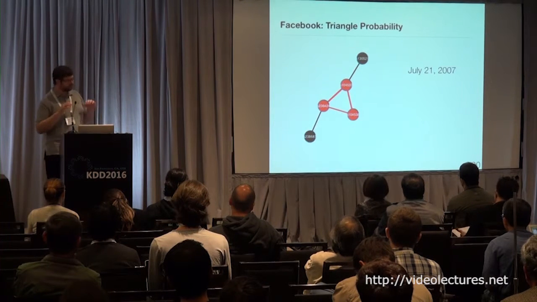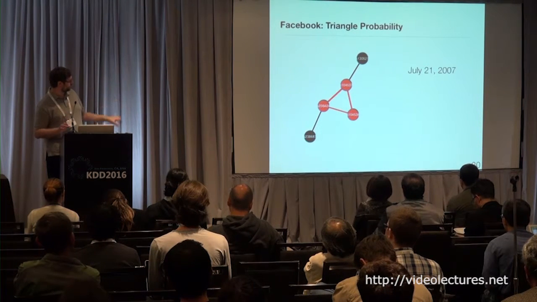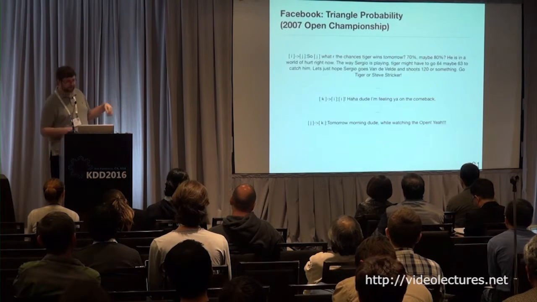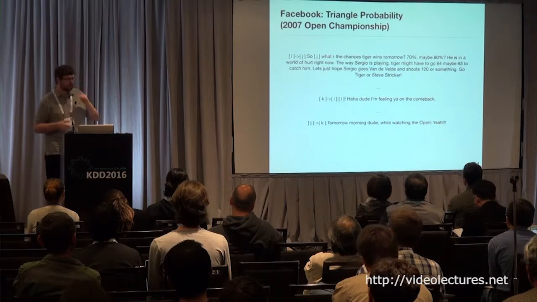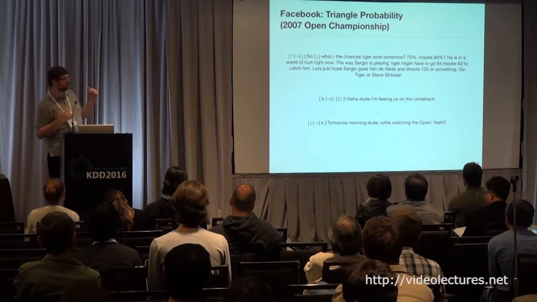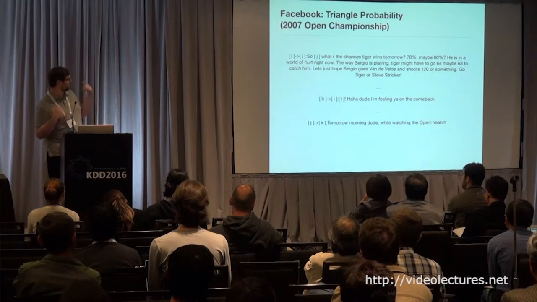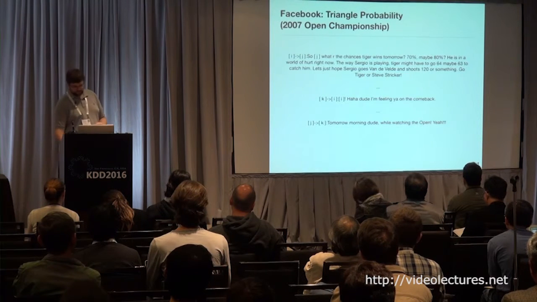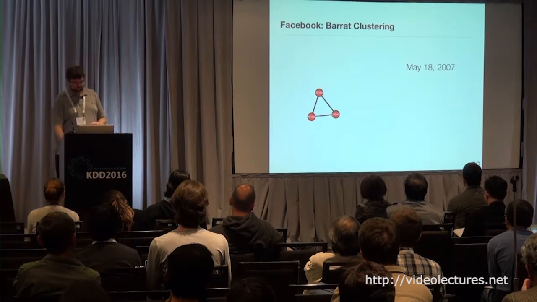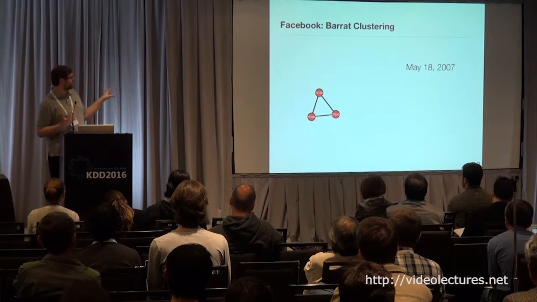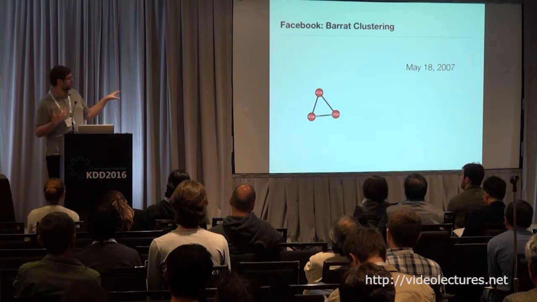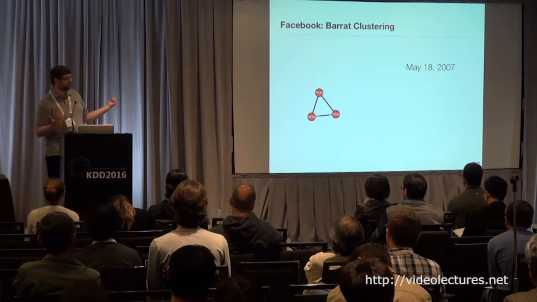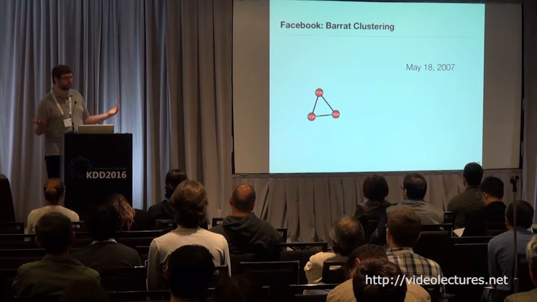Okay, then if you apply triangle probability to the Facebook data set, you find this particular cluster. And when we took a look at the content of these messages, it was actually a trio that were discussing Tiger Woods' odds of winning the 2007 Open Golf Championship. However, if you do the same for Barat clustering, again, it does find a triangle, but it finds one that's very isolated and doesn't have a lot of weight on those edges. When we took a look at the content of these messages, essentially there was no common theme to them.